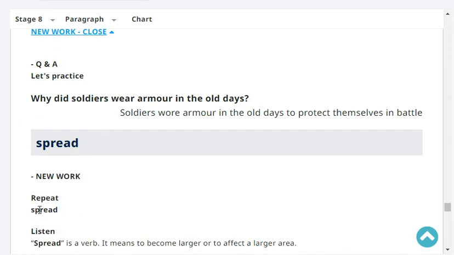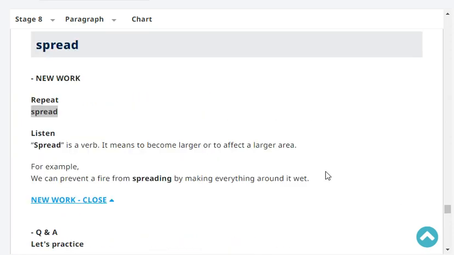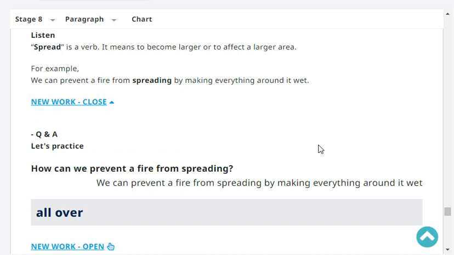Next, repeat spread. Very good. Okay, listen. The word spread is a verb. It means to become larger or to affect a larger area. For example, we can prevent a fire from spreading by making everything around it wet.